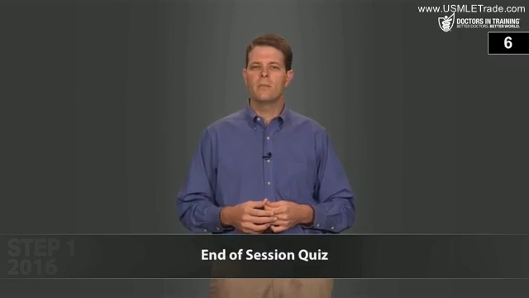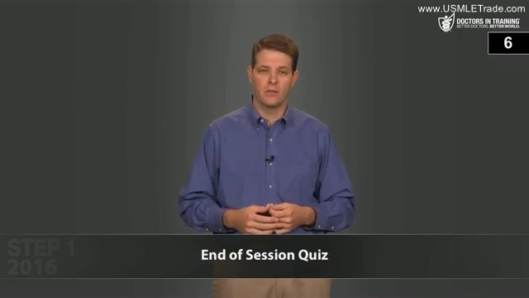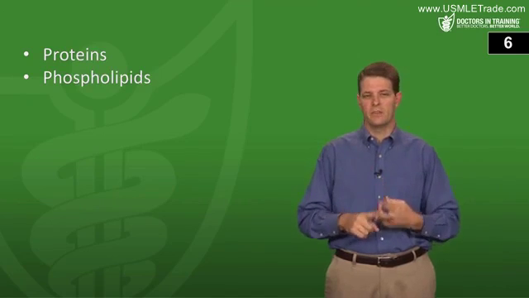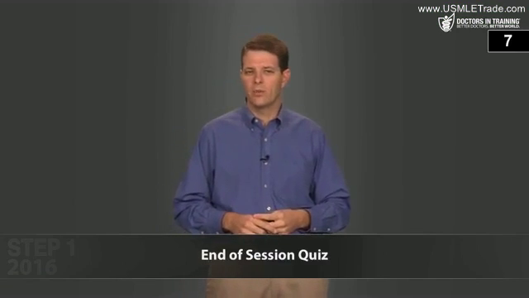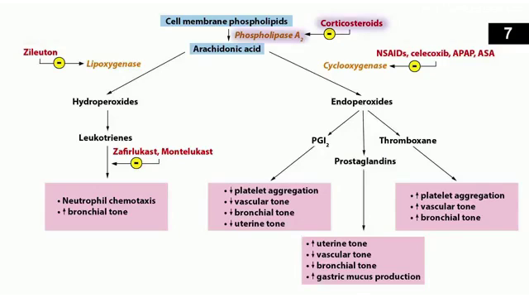Next, what are the two most abundant substances in the plasma membranes? Well, it's proteins and phospholipids. And the last question, what drugs act on the arachidonic acid product pathway? And what enzymes do they affect? So corticosteroids inhibit phospholipase A2. Zileuton inhibits leukotriene production by inhibiting the enzyme lipoxygenase. Zafirlukast and montelukast inhibit the leukotriene receptors. And then the enzyme cyclooxygenase is inhibited by NSAIDs, acetaminophen, COX-2 inhibitors, and aspirin.